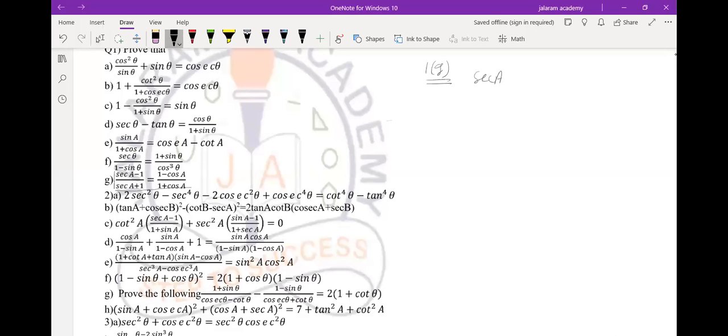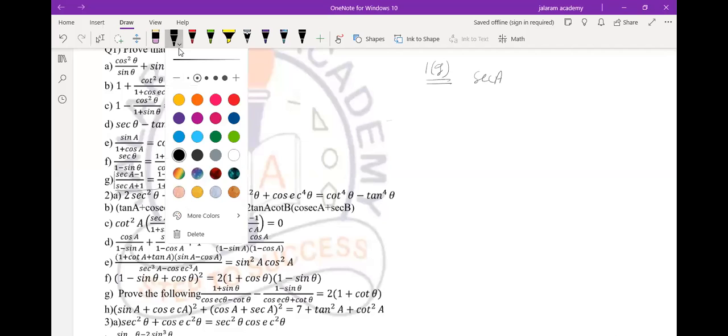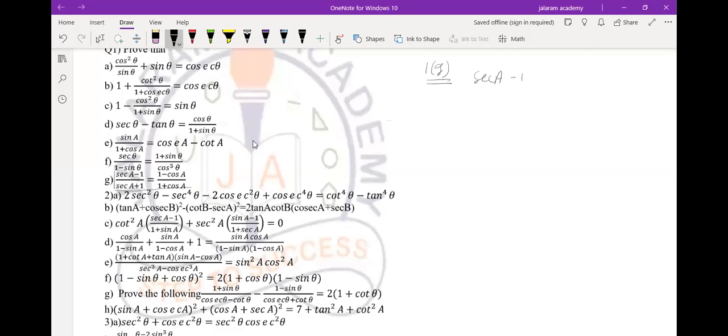Which is (sec A minus 1) over (sec A plus 1), and we have to prove it is equal to (1 minus cos A) over (1 plus cos A).